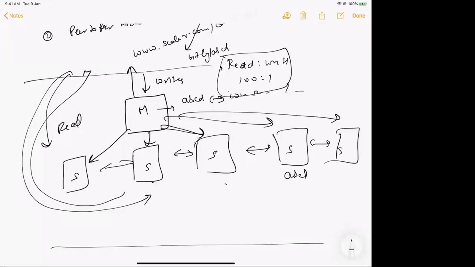Nitesh says, can you recommend any books for HLD? Okay. So, Nitesh, I would suggest just hold on for a few more lectures, and then I will suggest some resources to you. Okay, Nitesh?